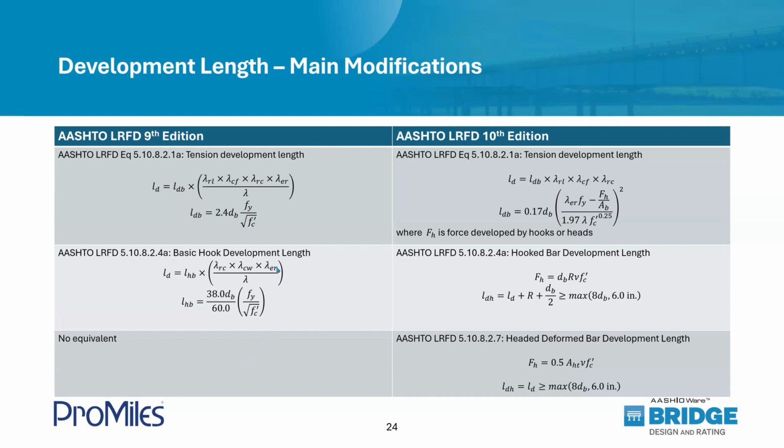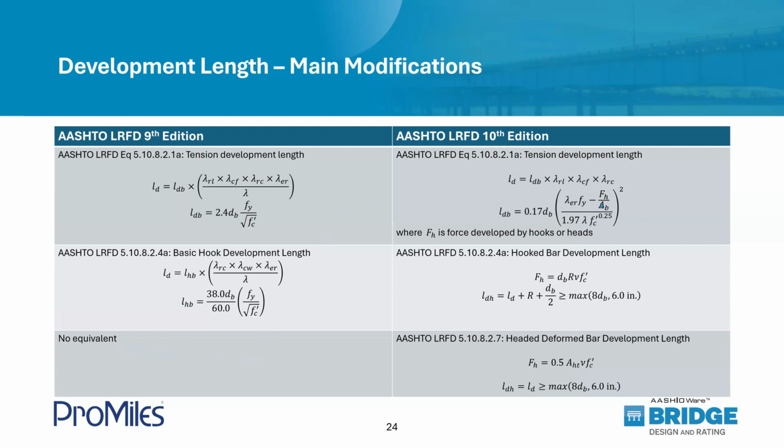And again, I'm showing on the left-hand side LRFD 9th, on the right-hand side LRFD 10th. The formulas changed. The biggest change is that there is just one formula now that covers straight bars and bars with hooks. There was no formula for headed bars, but now we can use that formula for headed bars too.